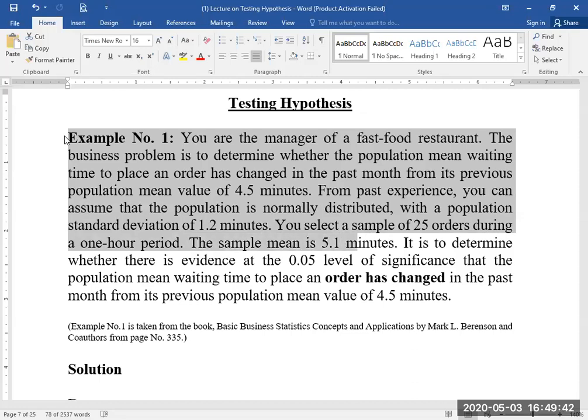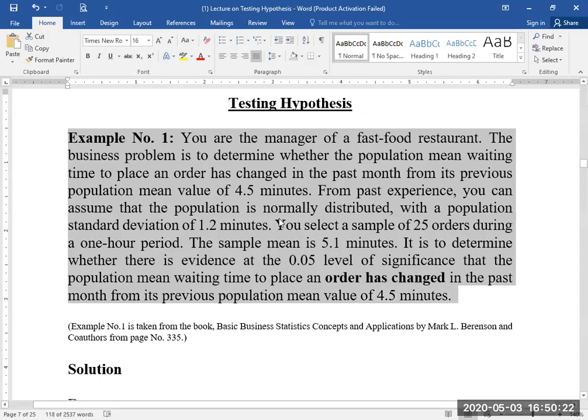The sample mean is 5.1, calculated from the sample of 25 observations. It is to determine whether there is evidence at the 0.05 significance level. The significance level is 0.05, which divides the two regions, acceptance and rejection. I'm reading again. The sample mean is 5.1. It is to determine whether there is evidence at the 0.05 level of significance that the population mean waiting time to place an order has changed in the past month from its previous population mean value of 4.5.